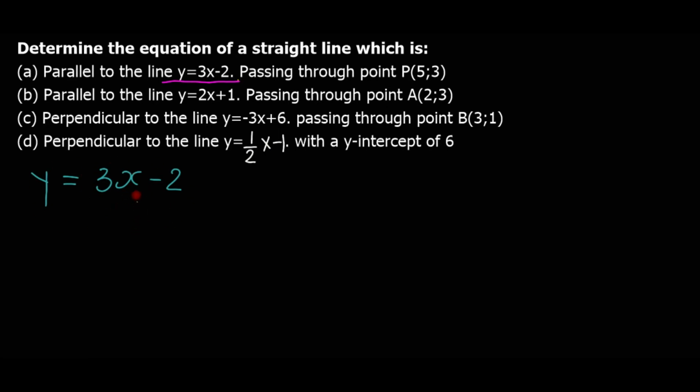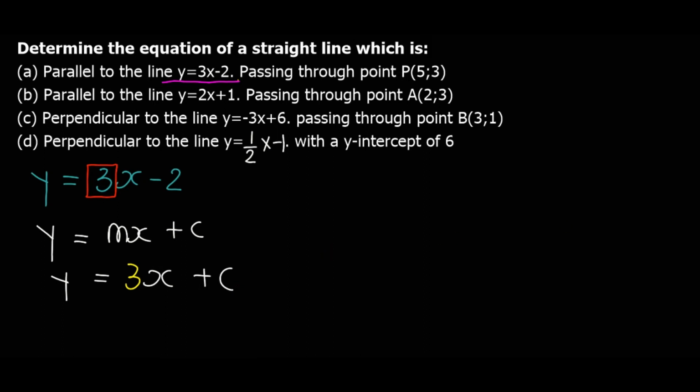So right now what we know is that if this line is parallel to another line, they have equal gradients, and in this equation we know that this is the gradient. So the other line we want must have a gradient of 3 because they are parallel. So with this information I have y is equals to mx plus c, and I know my gradient is 3 because they told us they are parallel. So from here I need to find the point c. Finding c is very easy because they gave us that the line passes through this point P, which is (5, 3).